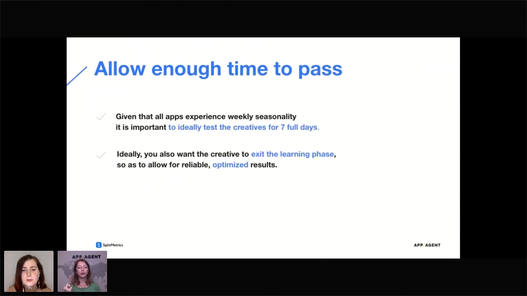So that's why it's quite important to make sure that you test over the whole 7 days, just to get consistent and reliable results. That being said, of course, you must use a bit of common sense here, and there is no need to keep spending money on something that, for example, hasn't seen an install after you spend $100 on it. So ideally, you want to exit the learning phase so that you really can be sure that these are more or less the optimized results that you will be seeing if you continued using the creative.